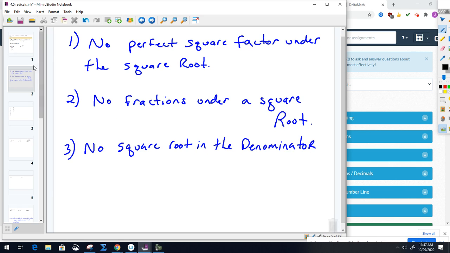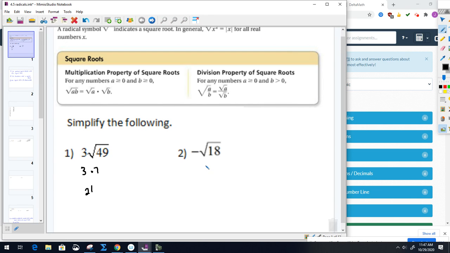So if I go back and look at this second example here, it's the square root of negative 18. First of all, I can't multiply this negative 1 and this 18 because this is outside and this is inside. So what I have to do is look at this 18 and ask myself, can I simplify it? Is there a perfect square factor of 18? And this is where students always get confused. What are the factors of 18?